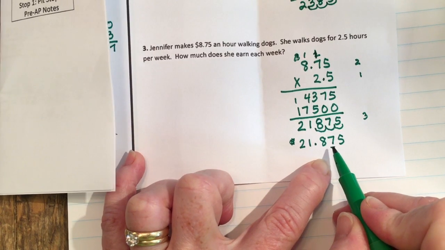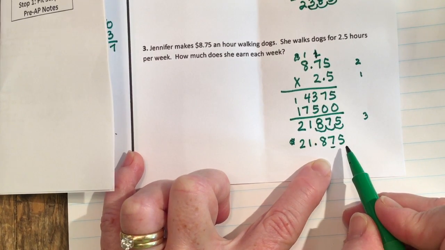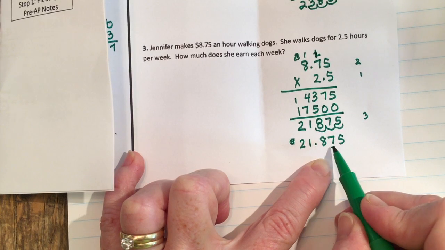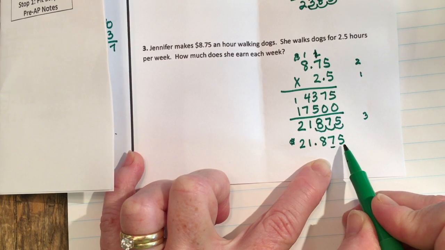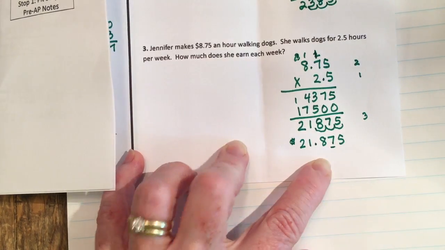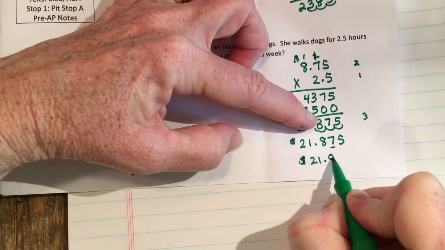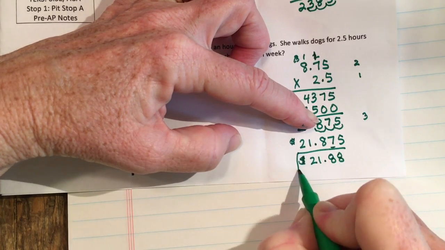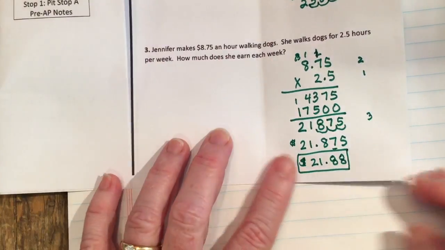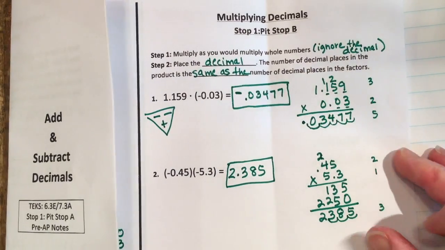Now, when you round to the nearest hundredth, you always look to the digit to the right. If that number is 5 or greater, it rounds this number up. So since this is a 5, we're going to go ahead and round that up. Instead of 87 cents, we're going to make it 88 cents. So she earns $21.88 per week, right?